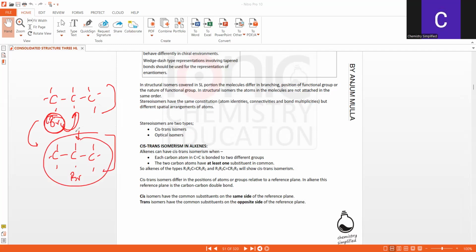That means the position of atoms or group of atoms is different. Some atom or some group of atoms is in a different position. Or it can be done by branching. Branching is another way to have structural isomers.